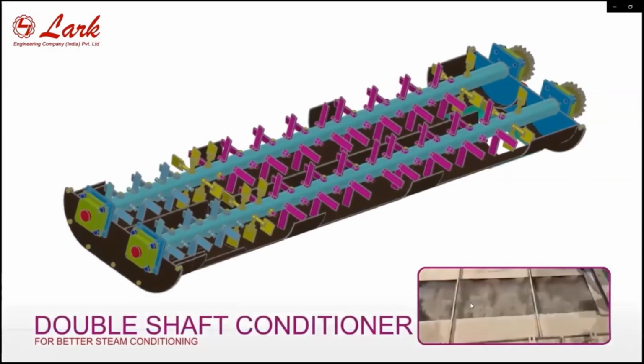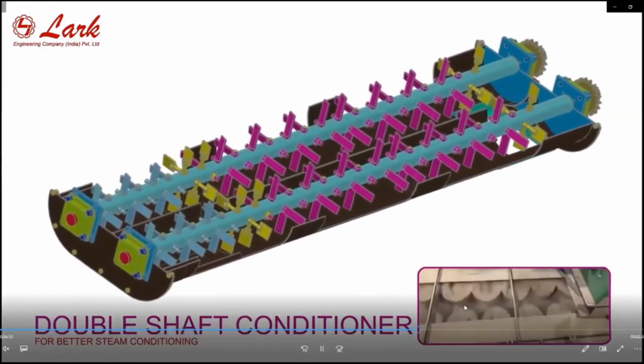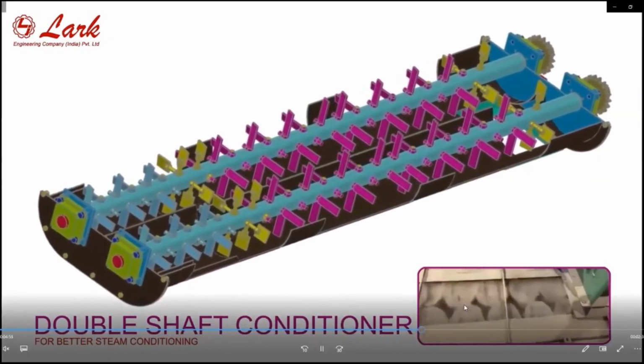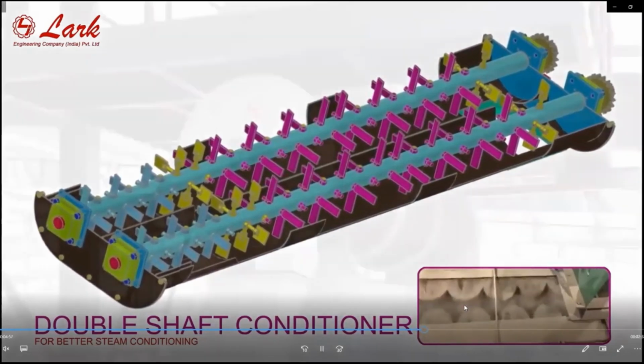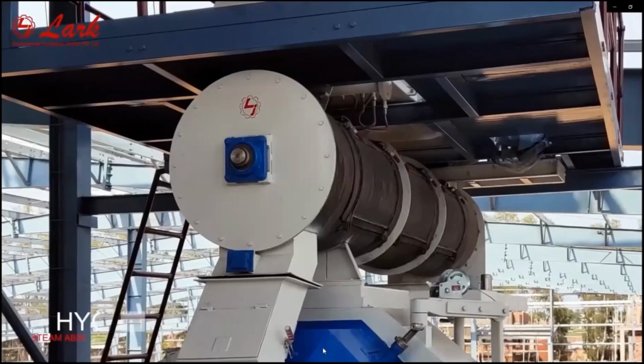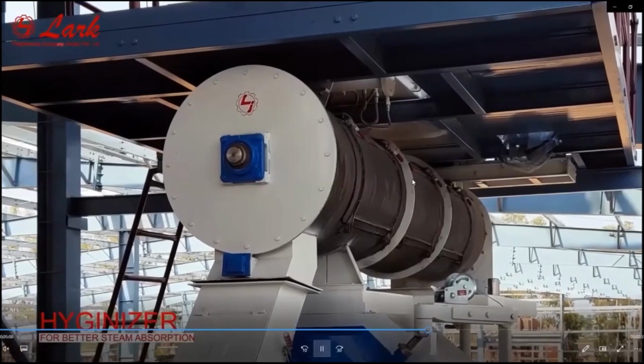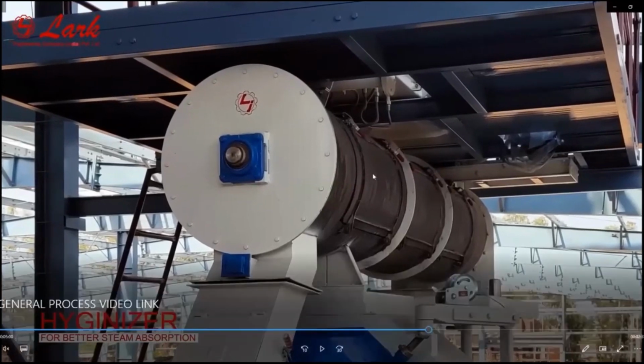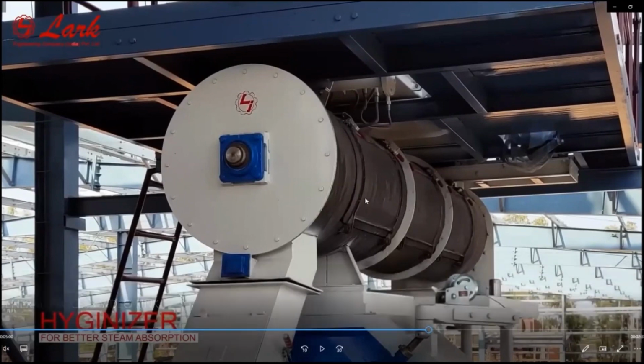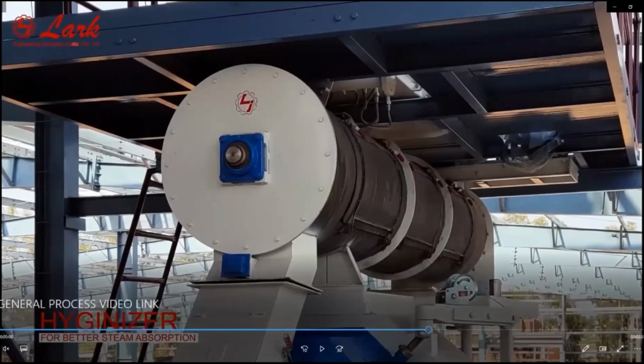You can see the material movement in a double shaft conditioner is like that. All material goes into the air and the steam, and this is the retentioner. The retentioner is a rubberized long vessel. With the help of the VFD, we can even have the retention time up to 100 seconds.